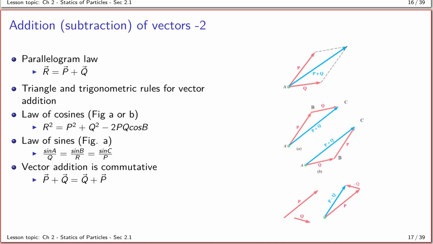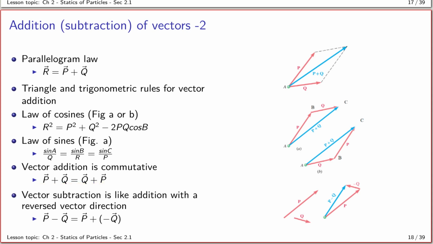Two notes here. The first one is something called commutation. Vector addition is commutative, which means it doesn't matter how you add the two vectors, whether you add it as P plus Q or Q plus P. And vector subtraction you can think of just like addition, but what you need to do is add P to a new vector called minus Q. So you reverse the direction of Q and add it to P, and that gives you vector subtraction.